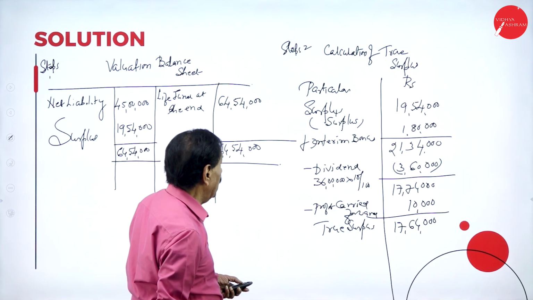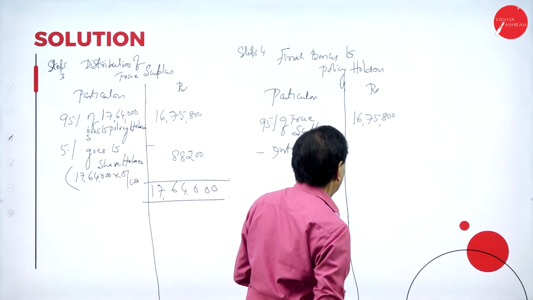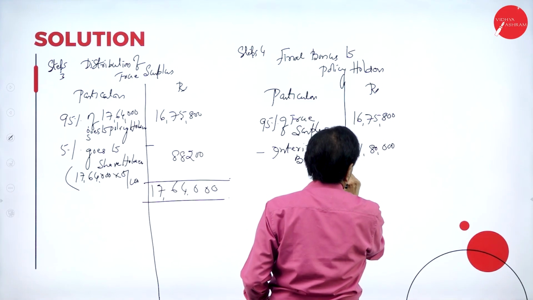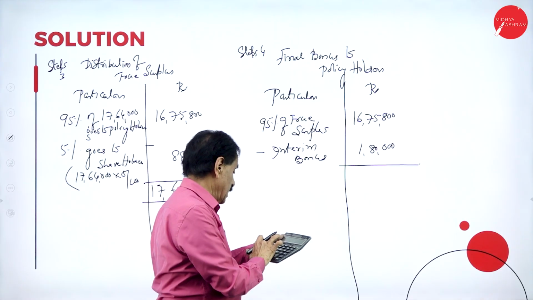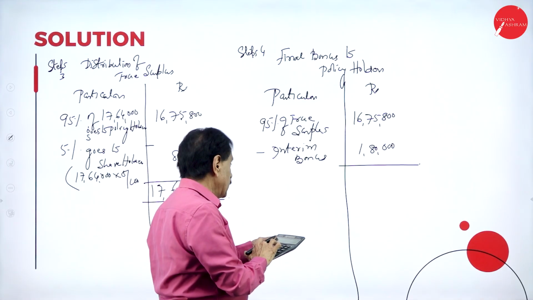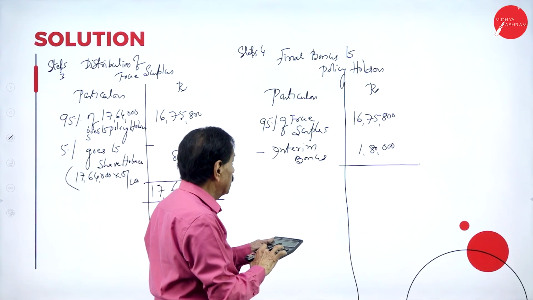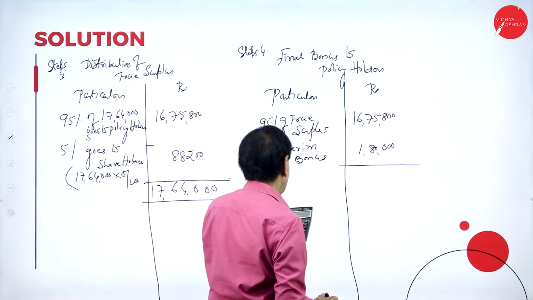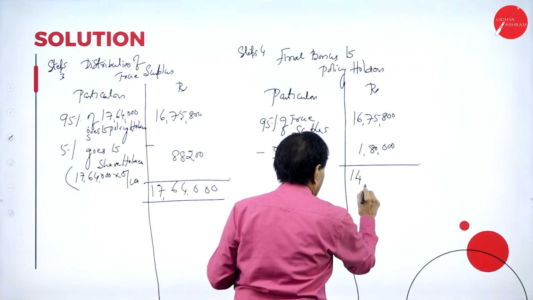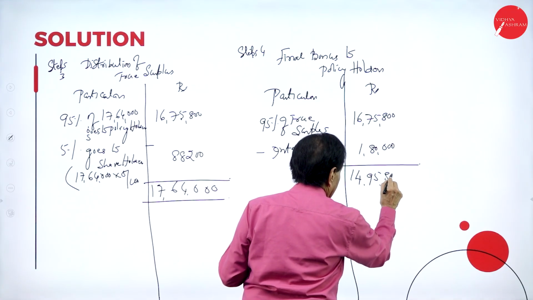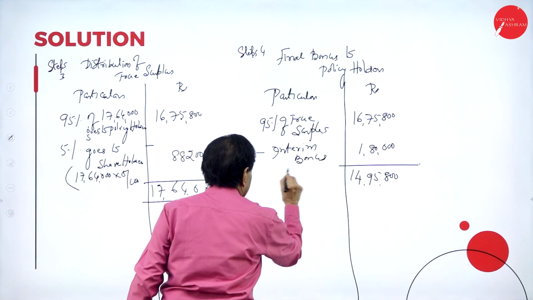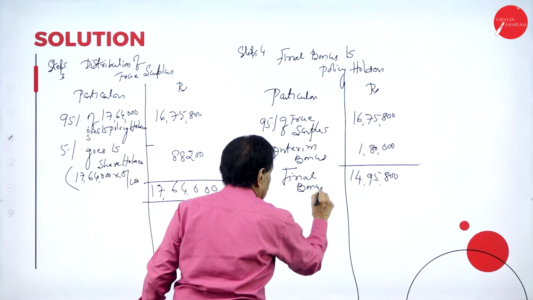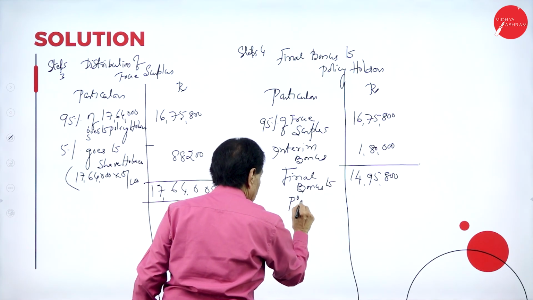How much already paid? 1,80,000. So 16 lakh 75,800 minus 1,80,000, 14 lakh 95,800. Final bonus to policy holders.